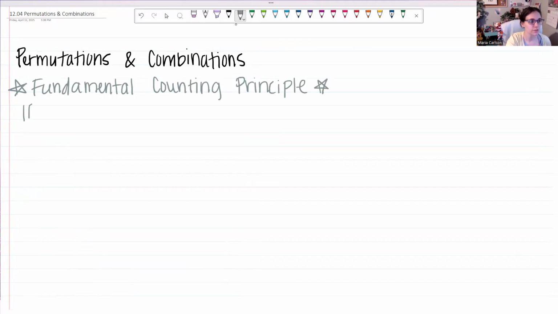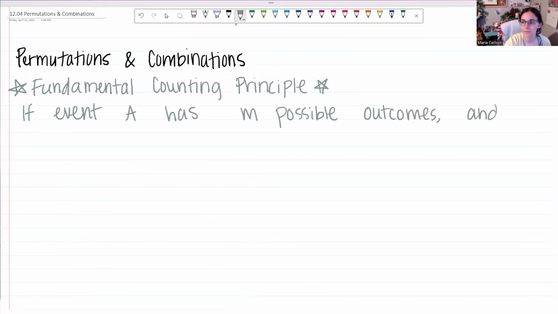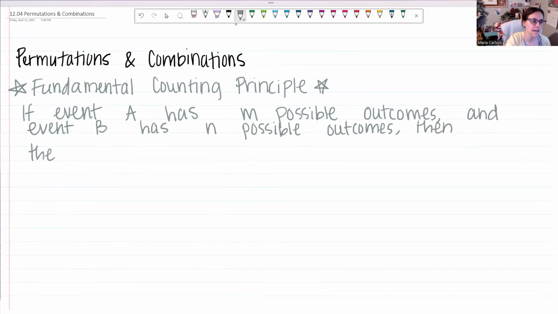All right, so if event A has m possible outcomes, or m possible ways that it could happen, and event B has n number of possible outcomes, then there are m times n ways to do both things, or to have both outcomes occur.